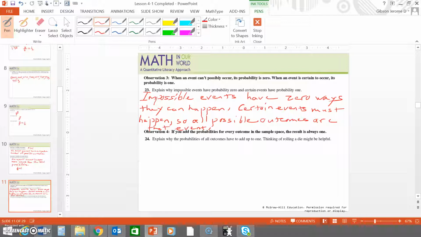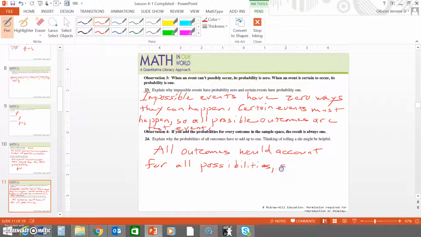Okay, now number 24. Explain why the probabilities of all outcomes have to add up to 1. Thinking of rolling a die might be helpful. Okay, so if you roll a die 6 times and you get all 6 numbers, you got all of the possible outcomes for that die because it's 1 through 6. So we could say that all outcomes would account for all possibilities, so 100% chance or 1.